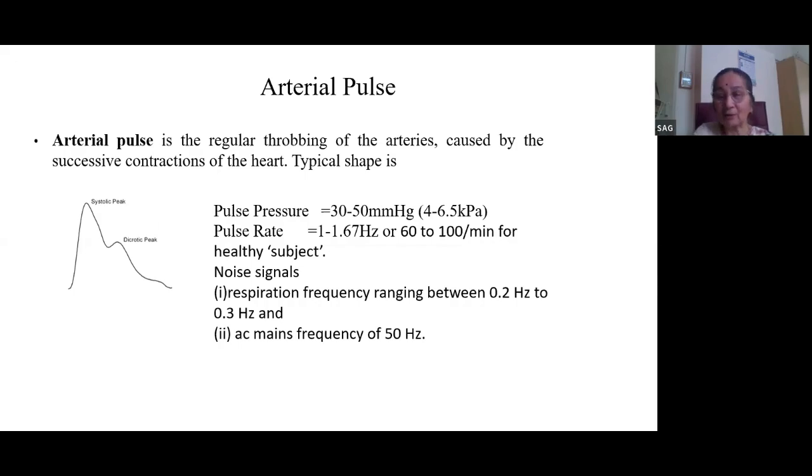Now there are not many overhead wires in the cities, but outside the city there are many AC mains wires, and they transmit 50 hertz. And we are the receivers, and when the sensors are touched to the hand, this signal is also available in the pulse output.